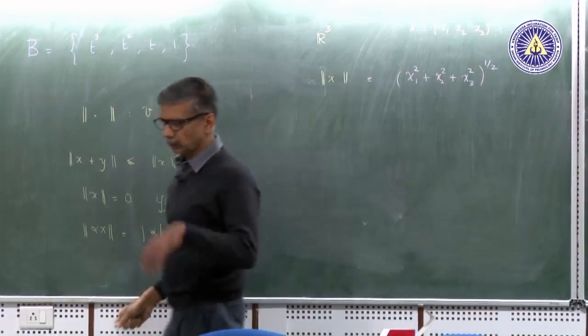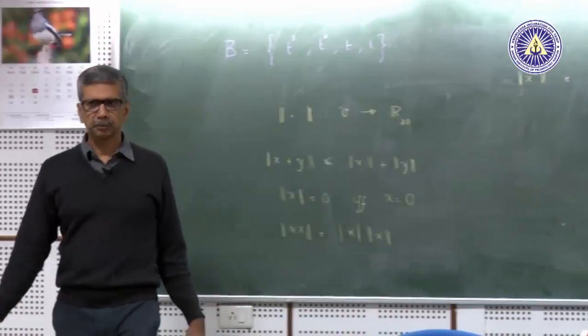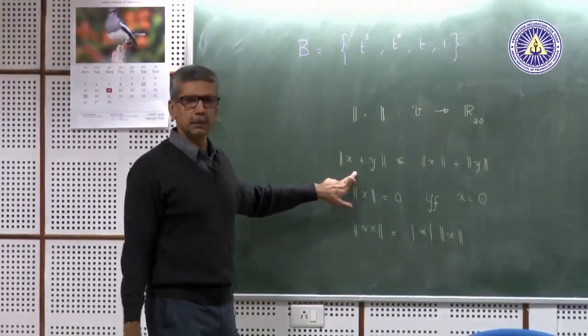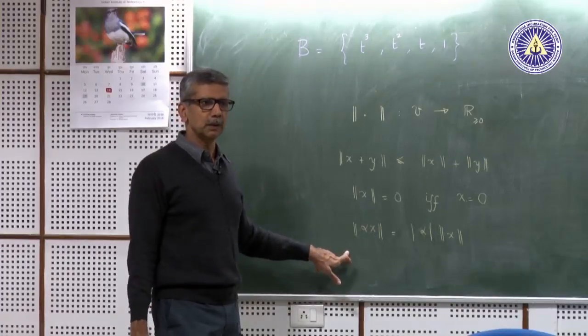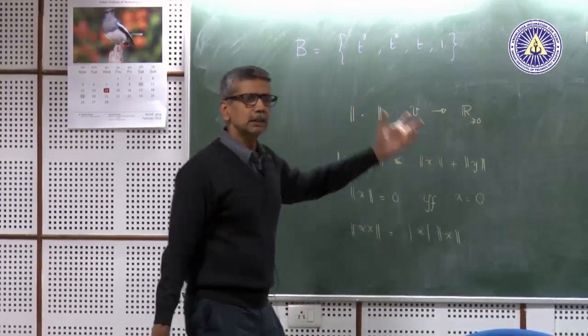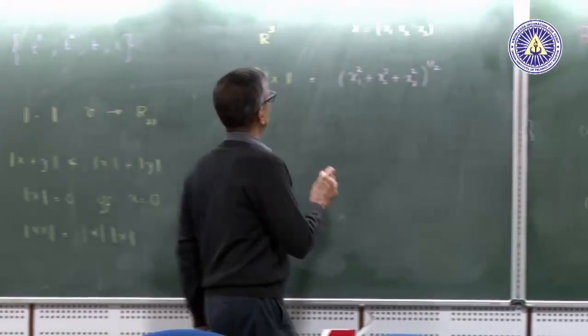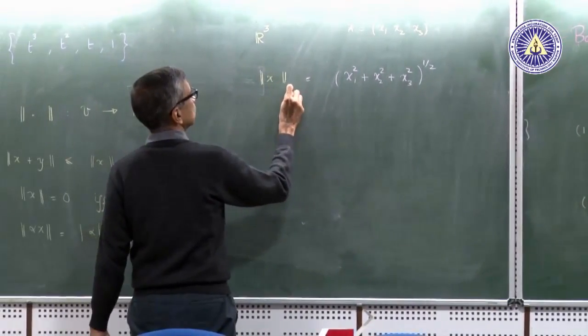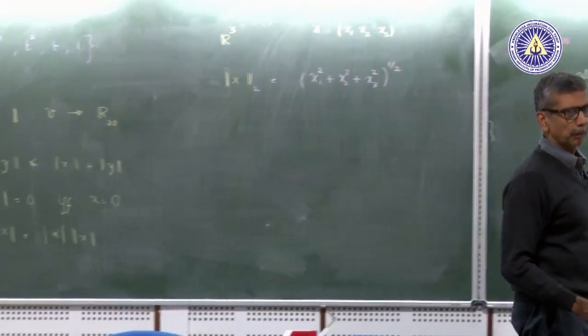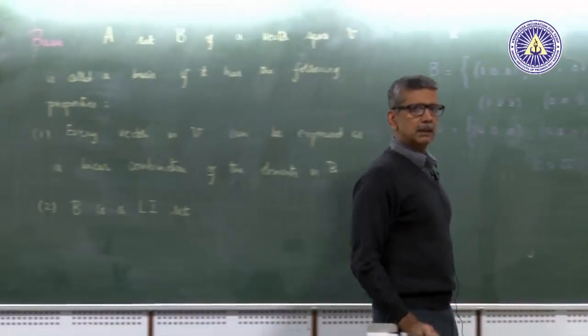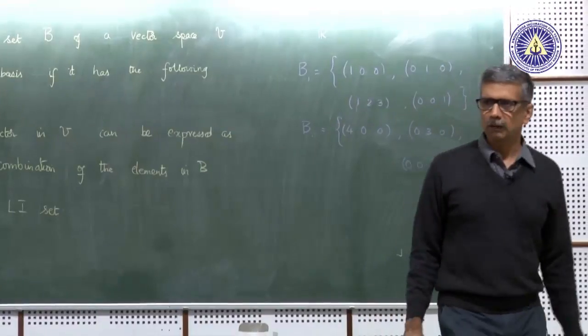does it satisfy all these 3 properties? This does not seem to be very obvious, but you will have to check. This is obvious, this is obvious. Give me some other norm on R3. This is called the Euclidean norm, so it is usually put as 2, the 2 norm.